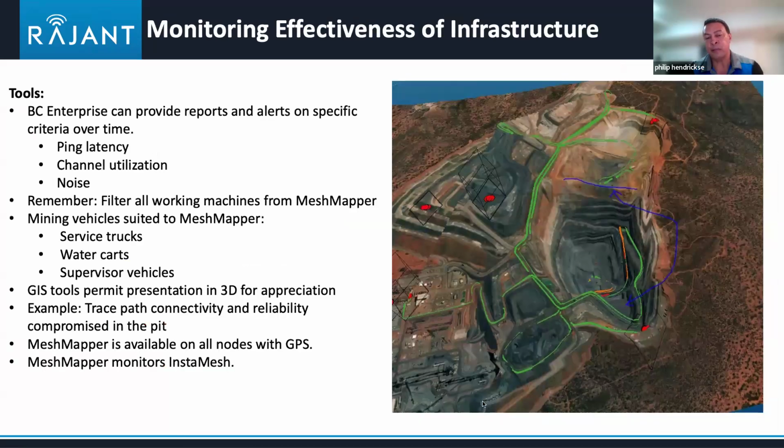So how to monitor our networks. The most effective tools that you have at your disposal for monitoring Rajant breadcrumb networks are BC Enterprise, BC Commander, and Mesh Mapper. And I'm not even saying that from a sales perspective. I've seen third-party applications that attempt to provide the information and the data, and there's always going to be one to two things where they don't actually cover that aspect.